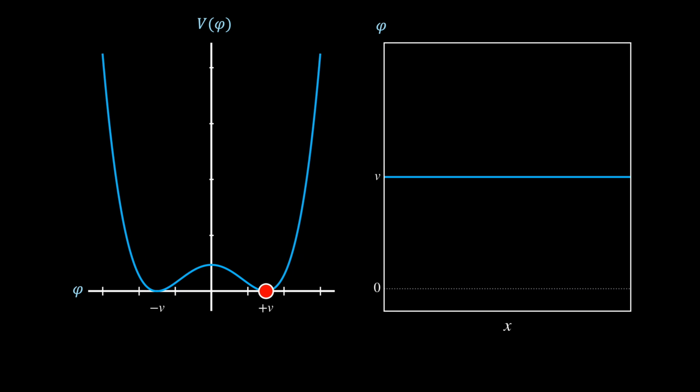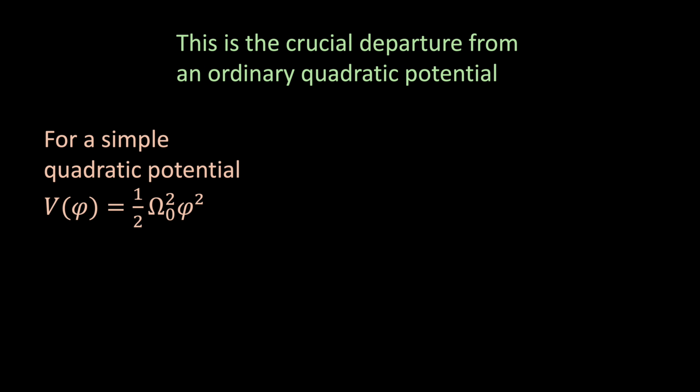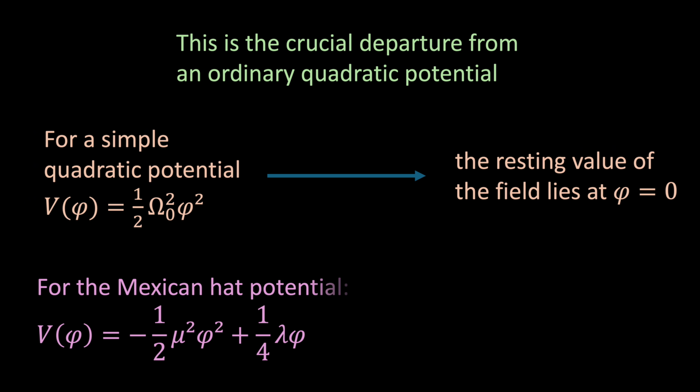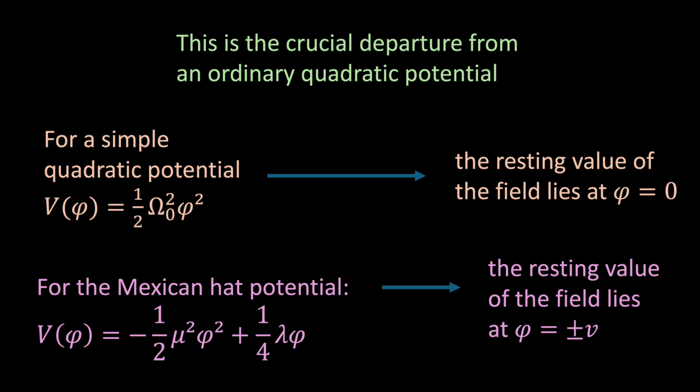In the animation, we have shown the field settling at plus v, but the physics would have been identical if the field had settled at minus v. And the fact that the field settles into a non-zero average value represents a crucial departure from an ordinary quadratic potential. As we've already seen, for a simple quadratic potential, the resting state of the field lies at phi equals 0. But for the Mexican hat potential, the resting value of the field lies away from 0 at phi equals plus or minus v. The field doesn't want to sit at the origin. It naturally rolls off the hilltop and settles into one of the valleys.